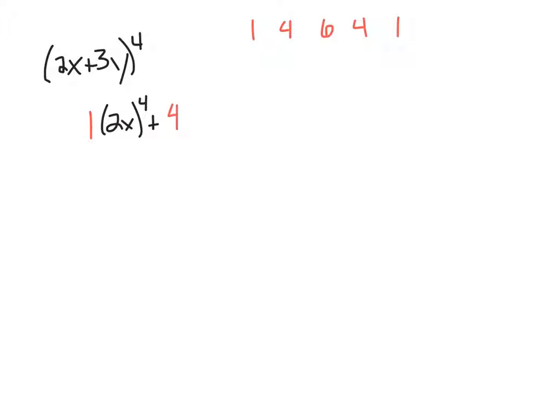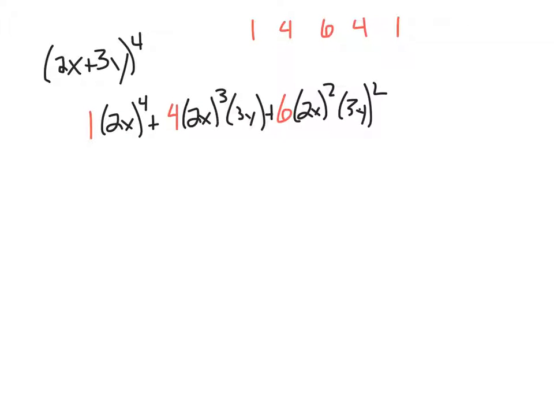Coefficient of 4, and now 2x to the third power, and now we're going to bring in the 3y, plus coefficient of 6, 2x to the second power, and 3y to the second power, plus the coefficient of 4, 2x to the first power, 3y to the third power, and finally a coefficient of 1, and then 3y to the fourth power.